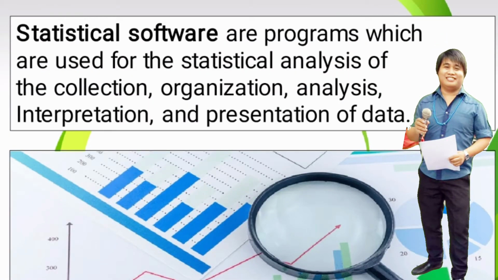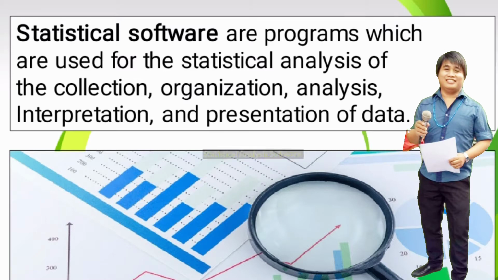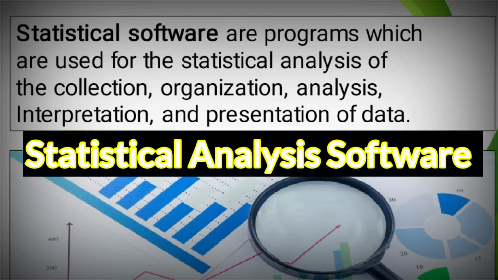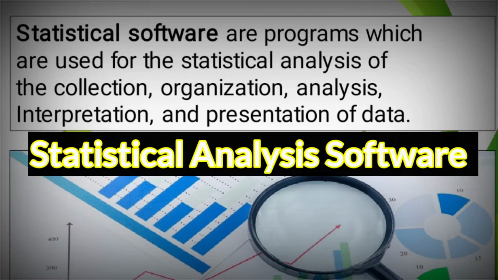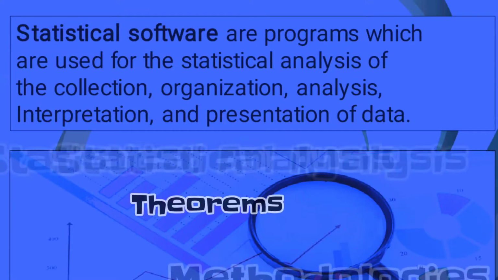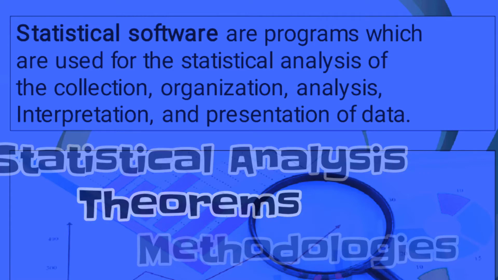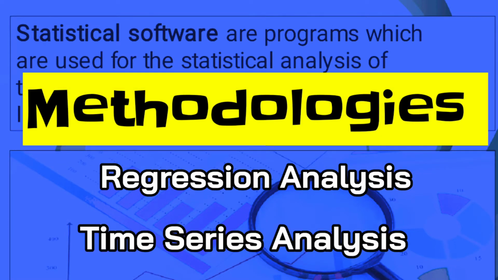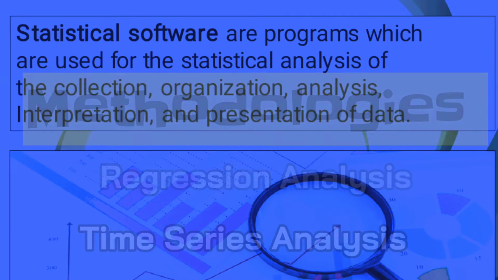Business statistics help them discover patterns and trends of customers and other useful information that help them make decisions. Statistical software or statistical analysis software refers to tools that assist in the statistics-based collection and analysis of data to provide science-based insights into patterns and trends. They often use statistical analysis, theorems, and methodologies, such as regression analysis and time series analysis, to perform data science.